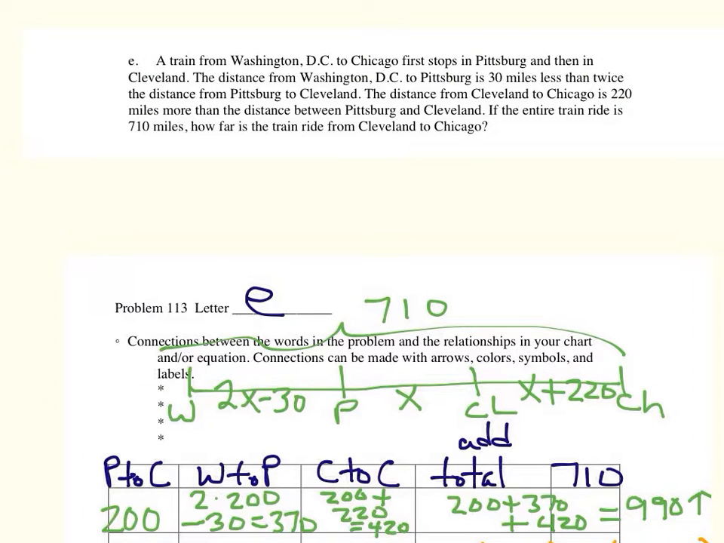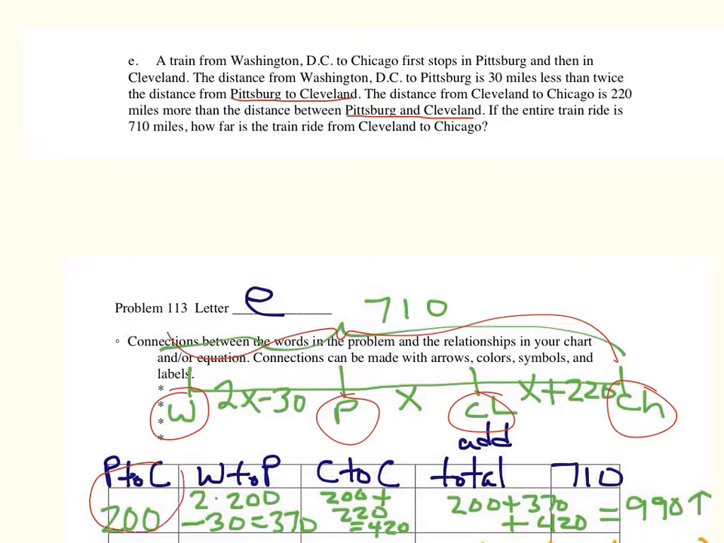Using the information in the problem, I started my 5D table, so I have a diagram of the train ride, which starts in Washington, ends in Chicago, and stops in Pittsburgh and Cleveland. And the entire train ride is 710 miles. Since Pittsburgh to Cleveland is the distance that we do not know anything about, and the other distances are written based on the distance from Pittsburgh to Cleveland, I chose that to be my variable, or in the case of the 5D table, my first guess.